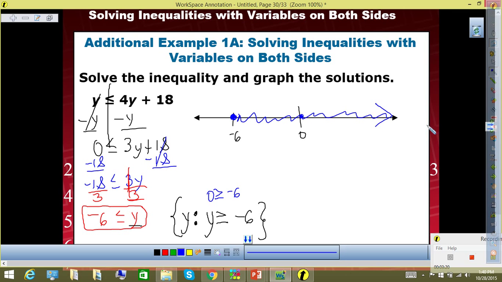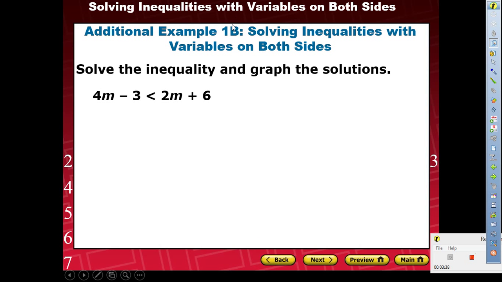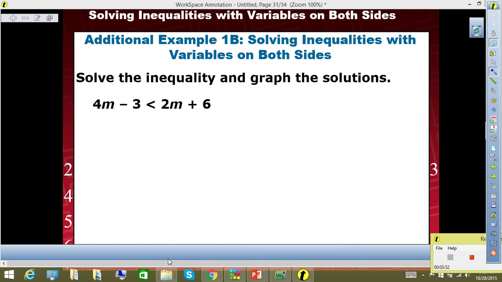Let's go to the example 1b. Copy this one. For this next one, you don't have to copy the instructions, just copy the inequality, since you already have the instructions, yes? Here we go. Copy this one, example 1b. 4m minus 3 less than 2m plus 6. So, let me help you out with the first step. There you go.